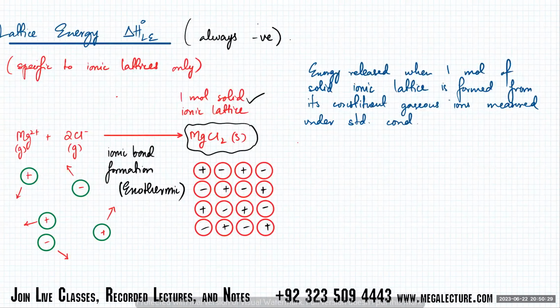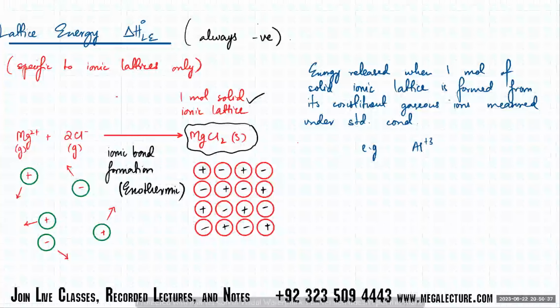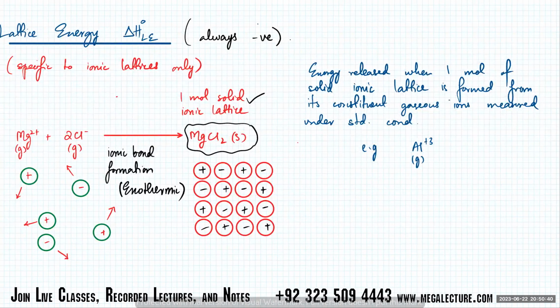So for example, the lattice energy of aluminum oxide would be that gaseous aluminum ions and oxide ions, which are also gaseous, get together to form 1 mole of ionic lattice, which is Al2O3 solid. So you have to balance it accordingly. The product should be 1 mole, so there should be 3 oxide ions and 2 aluminum ions. The enthalpy change for this reaction is going to be known as the lattice energy of aluminum oxide.